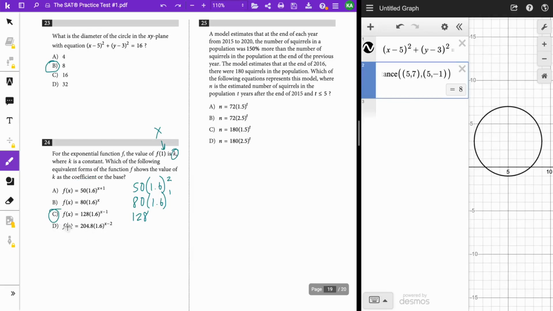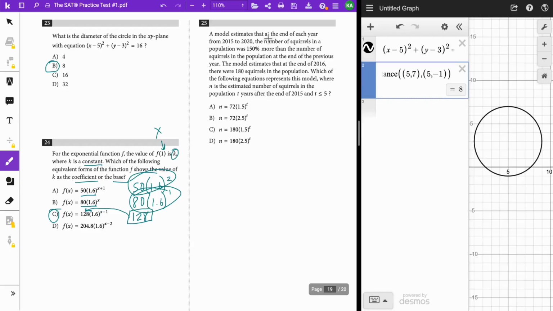Basically, the way I knew that that was right is it turned out nice and clean. It simplified very nicely. And remember, we were looking for k to be a constant where it was either the coefficient or the base. And sure enough, this is the k value, 128. That is right in front here. All of these other ones, if you work them out, are going to give you messy decimals, and none of those decimals show up in the equation itself. So that's essentially what they're looking for. So we get C.